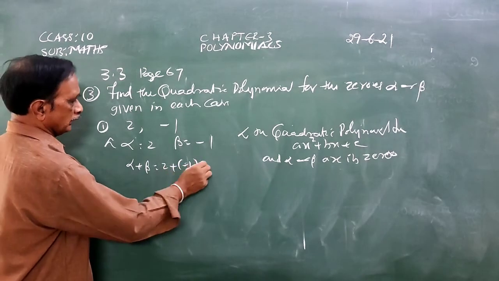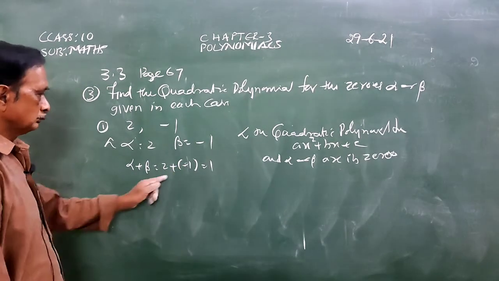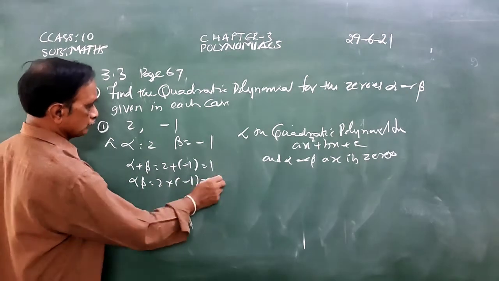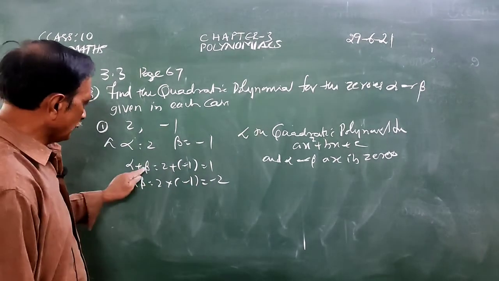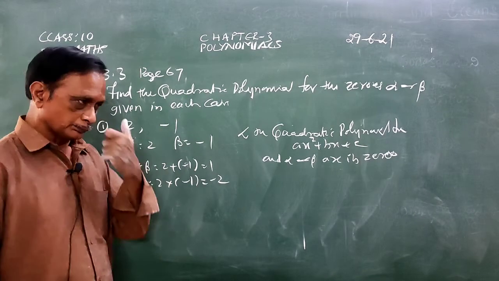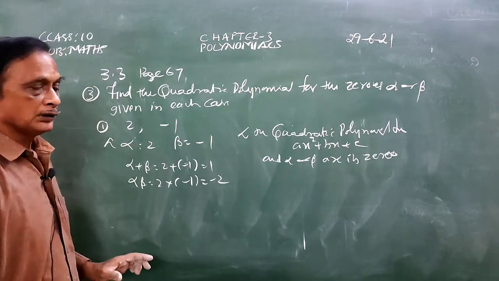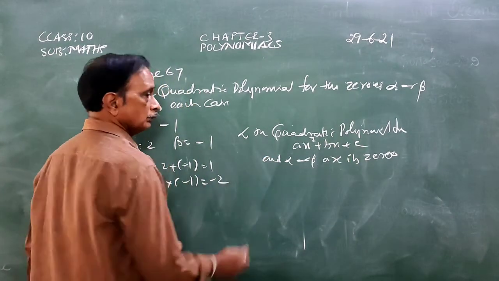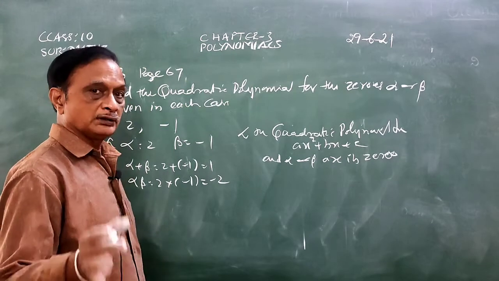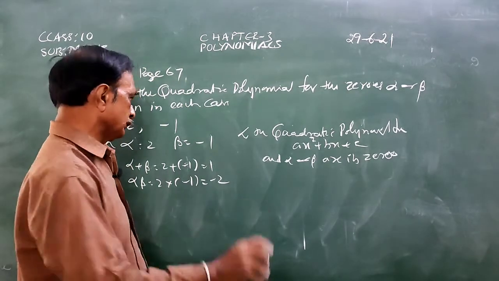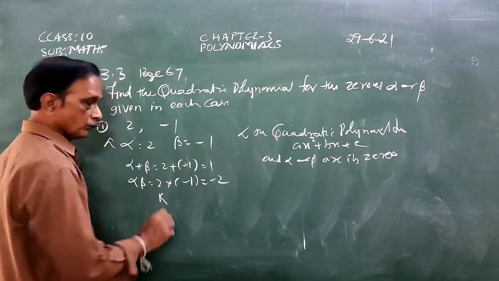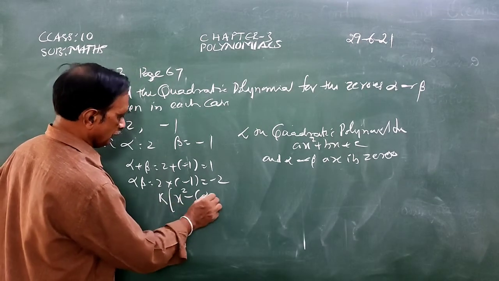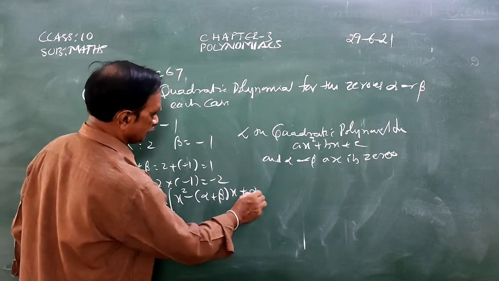Now find alpha plus beta. 2 plus minus 1. What is 2 plus minus 1? 1. Find alpha into beta. 2 into minus 1, minus 2. So now alpha plus beta equal to 1 and alpha beta equal to minus 2. What is the formula to find the quadratic polynomial? We know that ax square plus bx plus c equal to k into x square minus half alpha plus beta into x plus alpha beta.